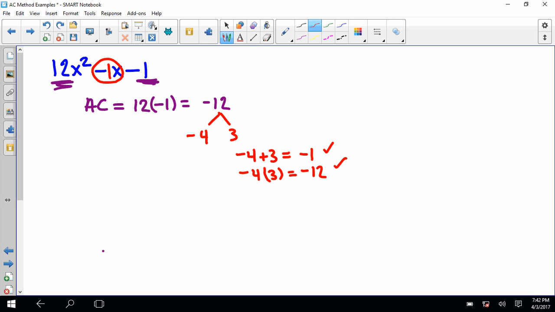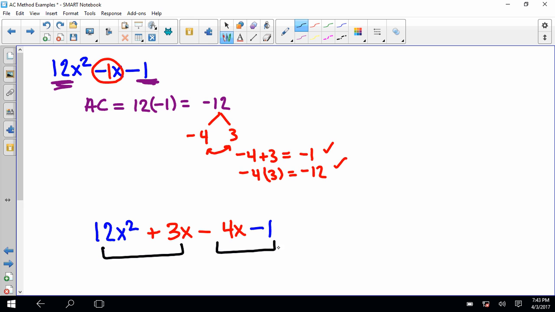I'm actually going to do this in a different order. It doesn't matter what order you multiply in, but I am going to flip these when I write it up because I want to show you what happens if there's a negative in the middle. So we'd have 12x squared, and then instead of writing minus x, I'm going to write plus 3x minus 4x, because that still adds up to negative 1x, and then minus 1. So then we have 4 terms.